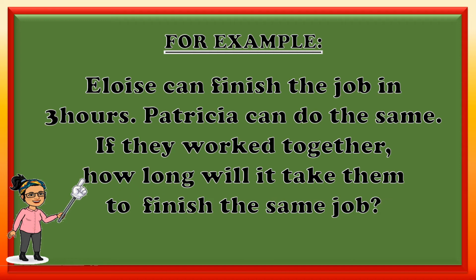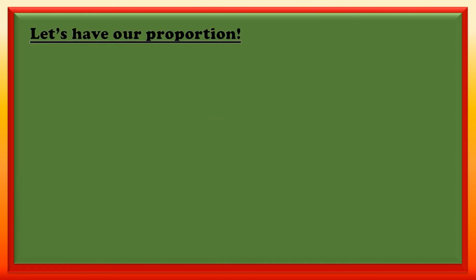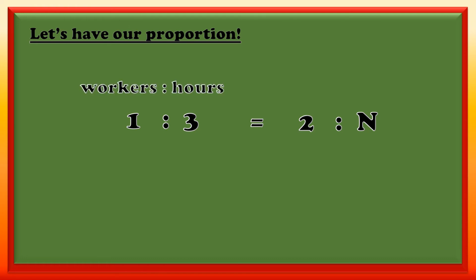Let's try to solve the problem. Let's have our proportion. We have 1 is to 3 is equal to 2 is to n. So our first ratio is workers to hours ratio, meaning our second ratio must also be workers to hours ratio. Did you get that?